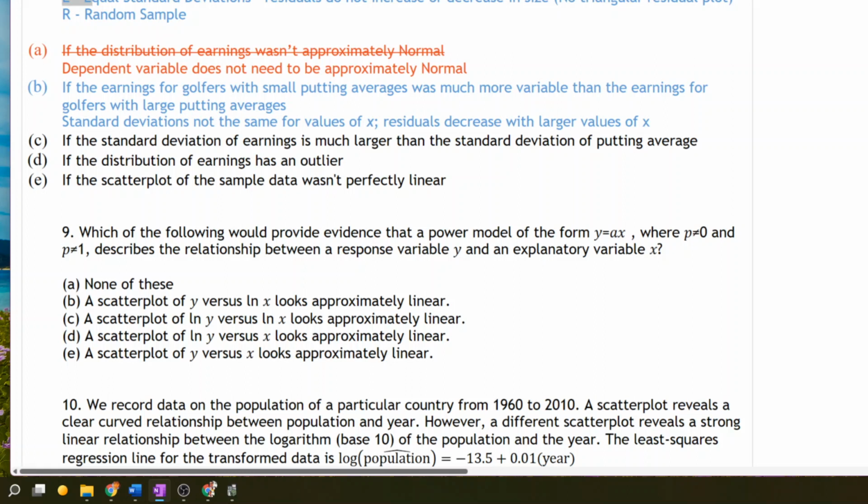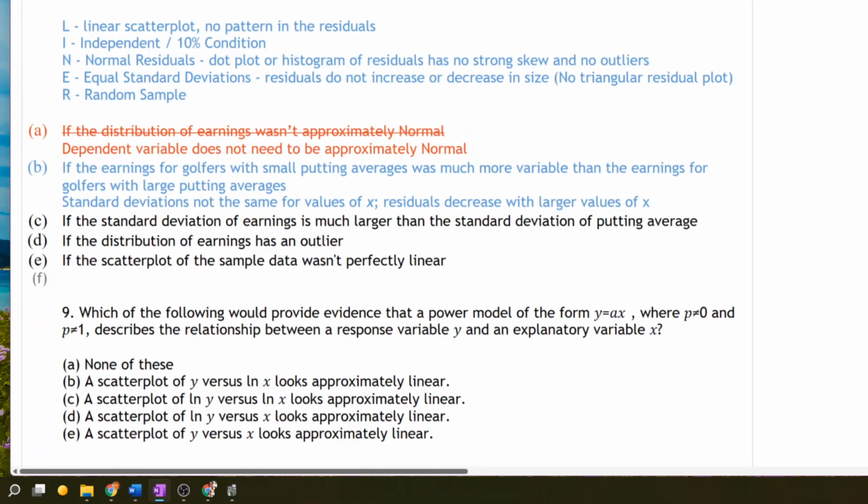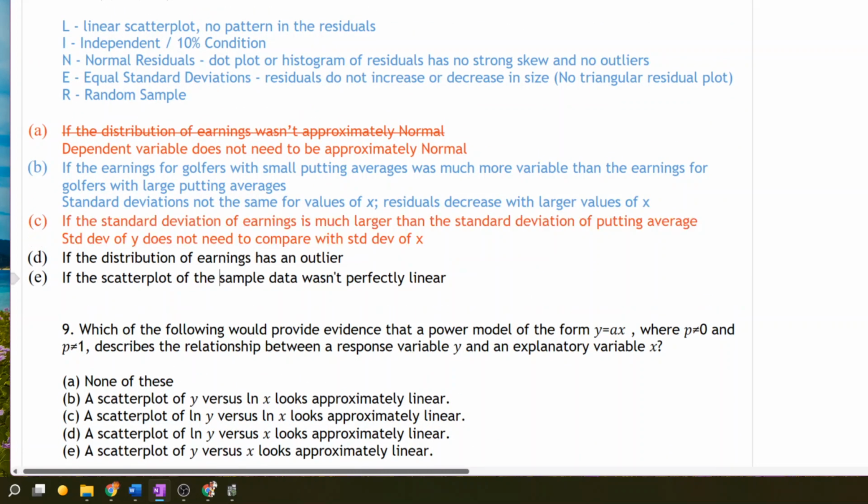Letter C: if the standard deviation of earnings is much larger than the standard deviation of putting averages. What's really happening here is this question says we're comparing the standard deviation of y and the standard deviation of x. Now, there's nothing in our conditions that say that one standard deviation has to be less than the other, so letter C is not correct.